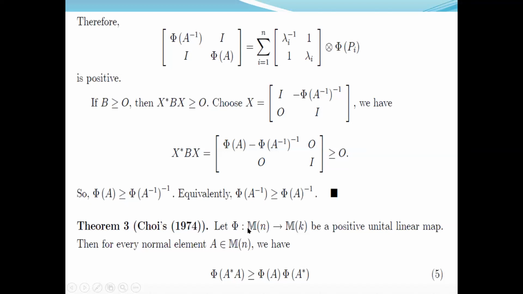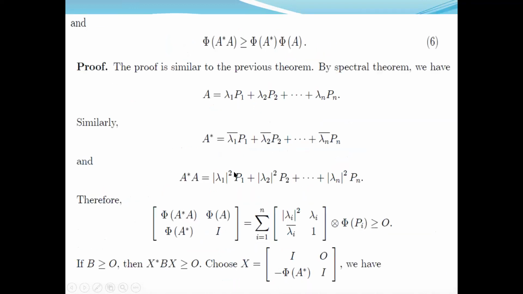This is the extension of Kadison's theorem for normal matrices. Let phi: Mn to Mk be a positive unital linear map. Then for every normal element A belonging to Mn, we have phi of A star A is greater than or equal to phi of A star phi of A. And we can also interchange these two. That is, this is greater than or equal to phi of A phi of A star.